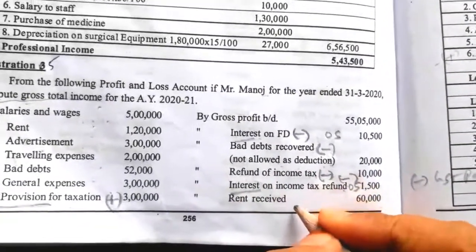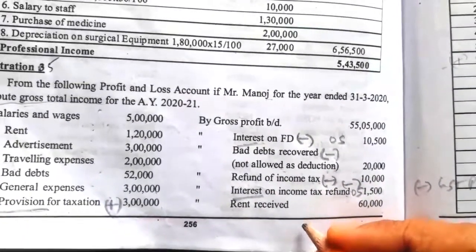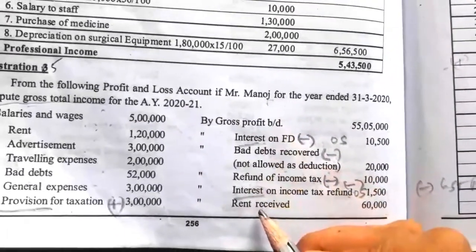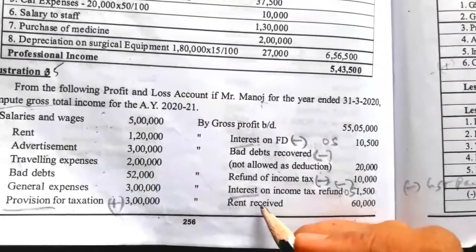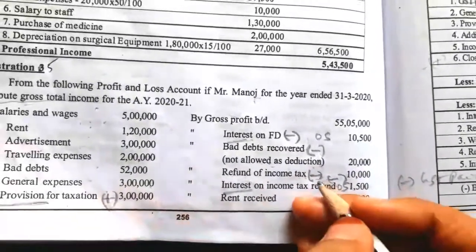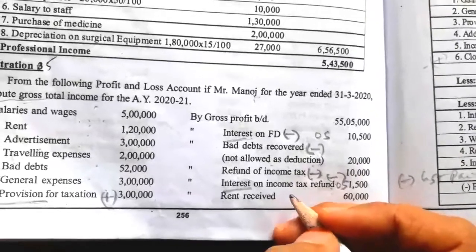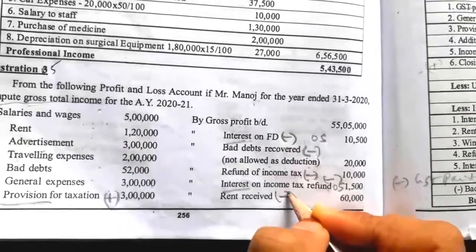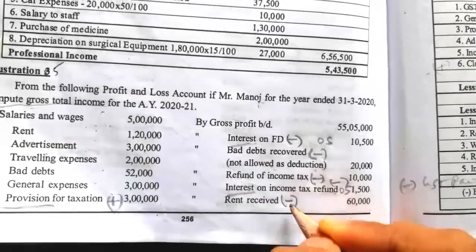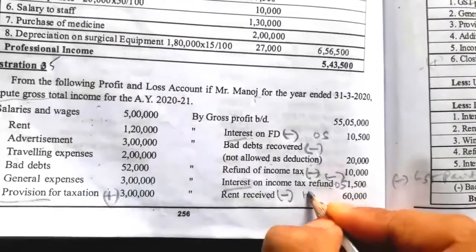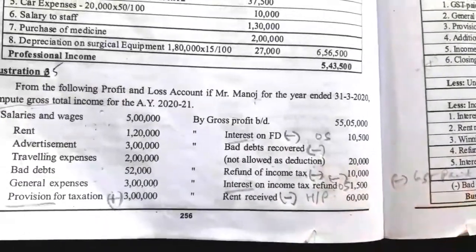Then rent received is taken as a rent received from a house property. Being an owner of a house property, Manoj has given that house property for rent, and he received the rental income, which is nothing but the income he is receiving from a house property. So it is not relating to business income. It should be deducted while computing the business income. And again, this rental income is taxable under the head house property, section 22.